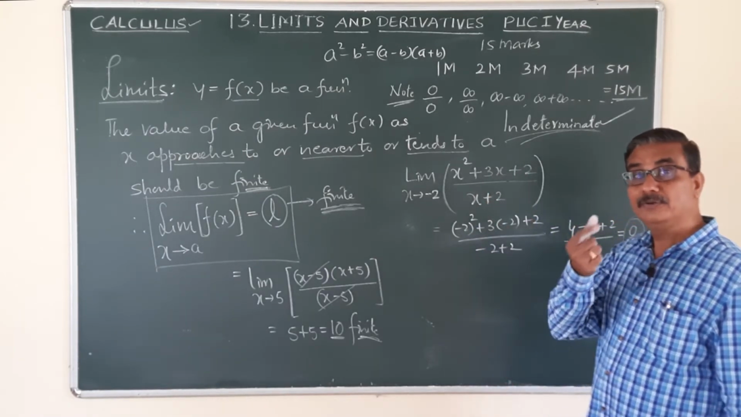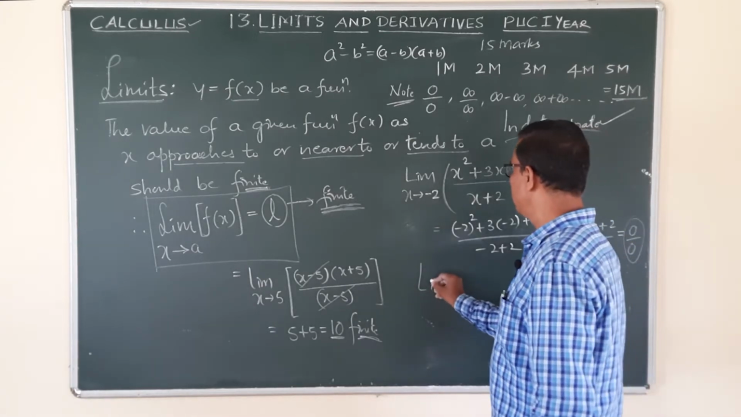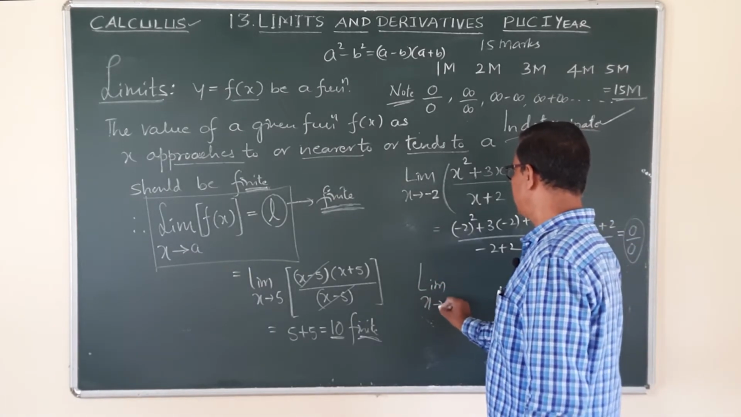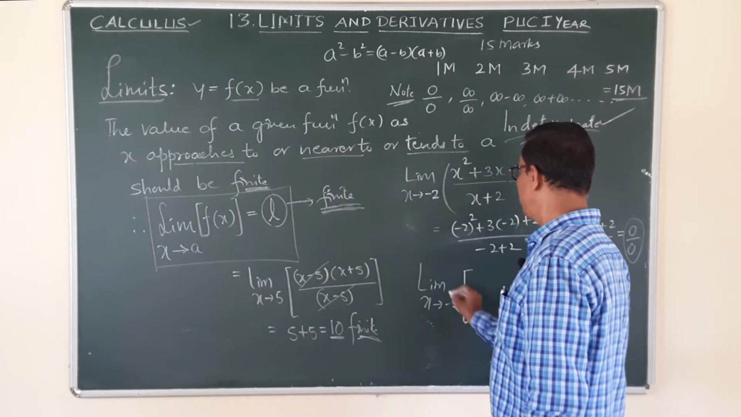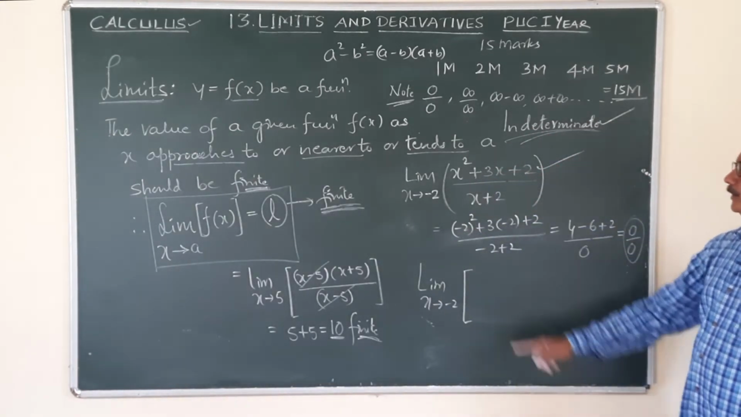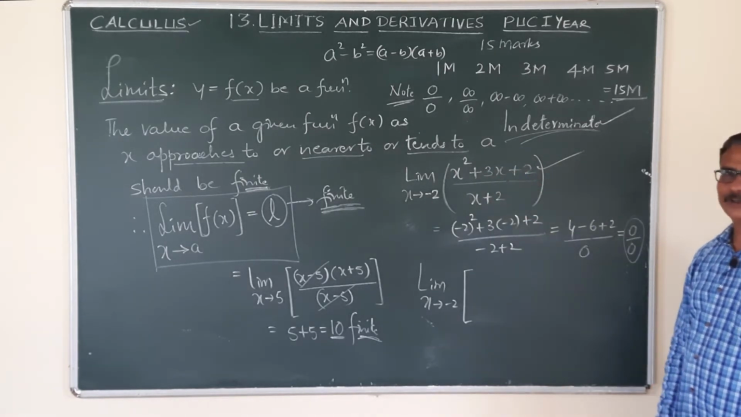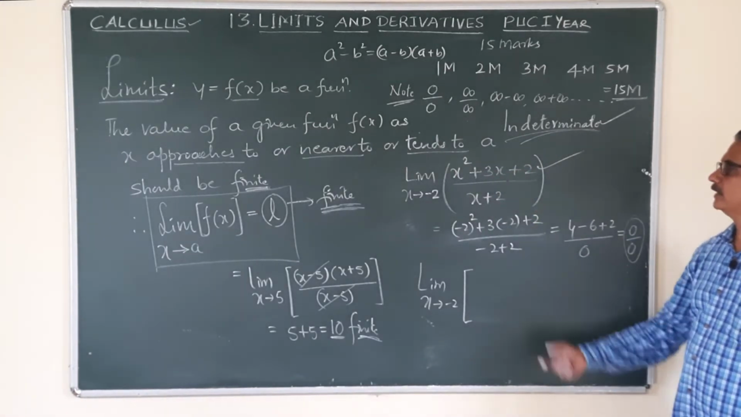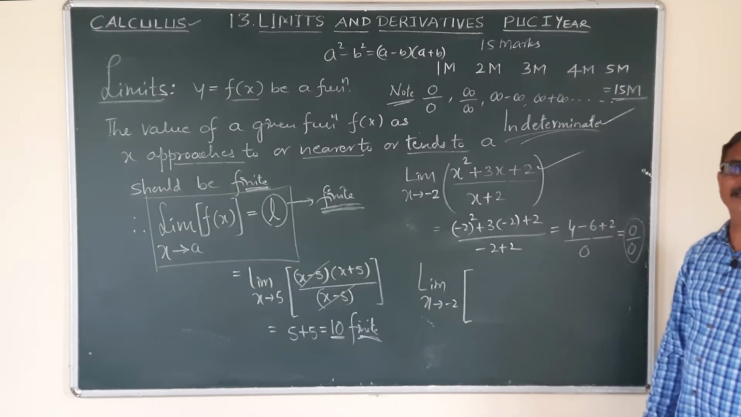Till you get a finite value. How to solve? Now, limit x tends to minus 2. Simplify that value. In the numerator it is quadratic because the power of x is 2. Reduce the quadratic function, so factorize by splitting up the middle term.